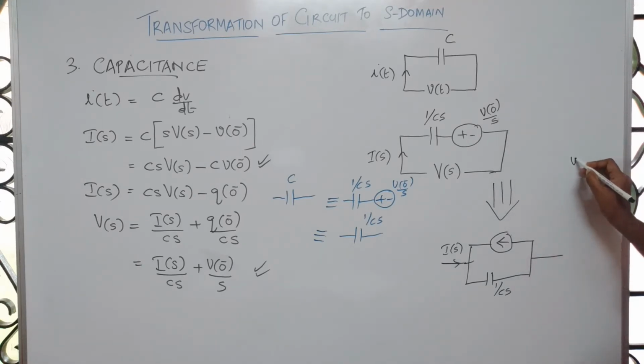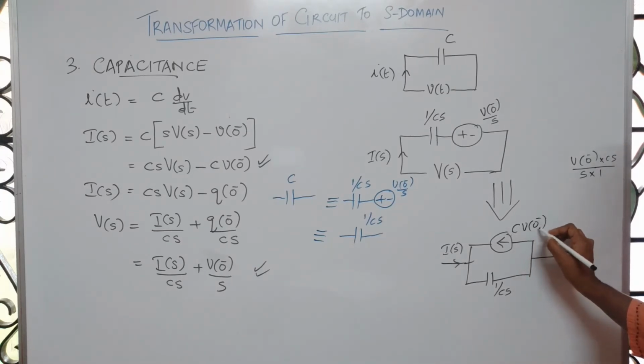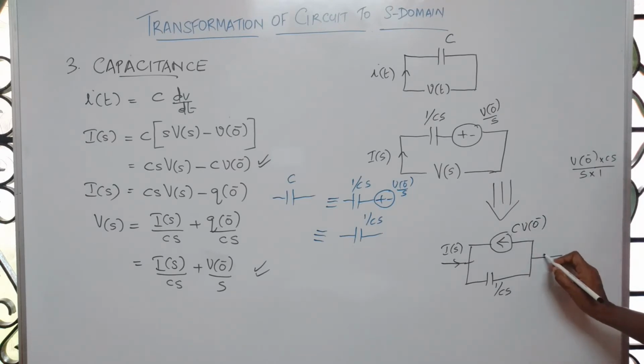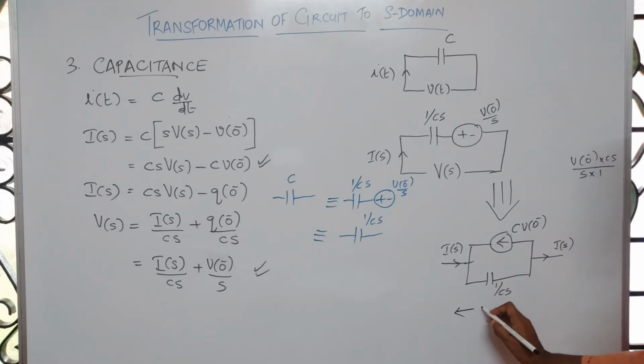V here is v(0-) by s, divided by the impedance. Impedance is 1 by Cs, so Cs will go up, s and s will cancel, and the value will be C into v(0-). If you are representing it as a current source, it will be C into v(0-). The potential across both the branches will be V(s).